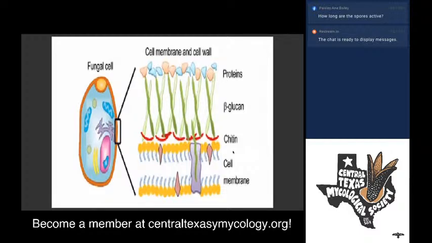But it's very important to break up that chitinous cell wall, or else all the other proteins and other good molecules that are mixed into the cell wall and inside the fungus itself are going to be locked away.